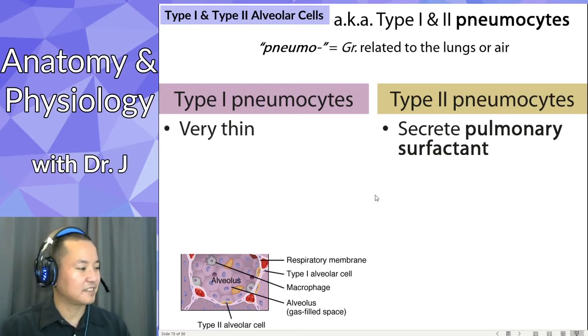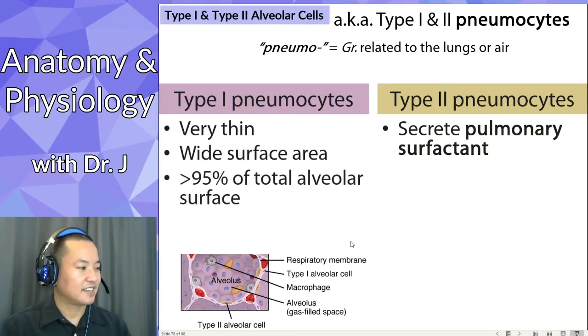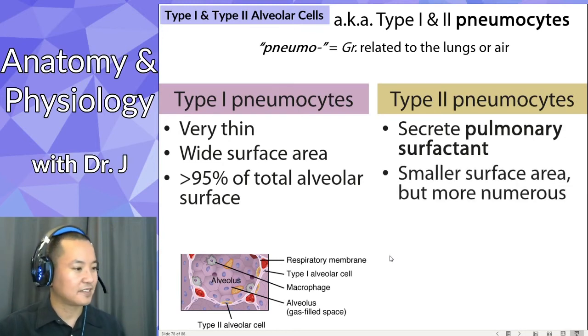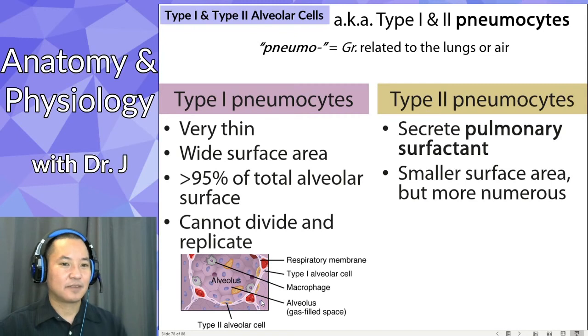Type 1 pneumocytes, if you look at them, are very thin and broad with a wide surface area, and these are a majority of your total alveolar surface. Again, look at this picture right here. Notice that most of it is covered by the type 1 pneumocytes. But the type 2 have a small surface area, though despite what the pictures show, they're actually more numerous than your type 1.